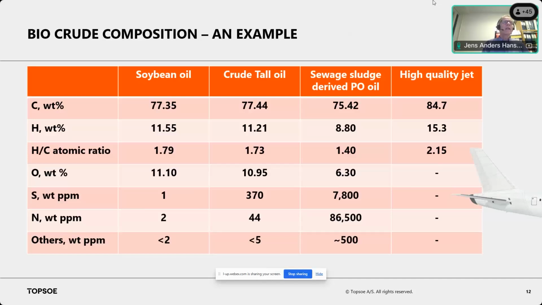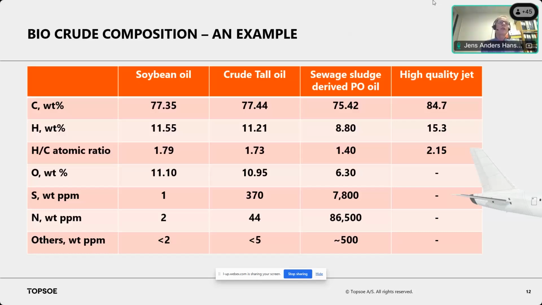So let us take an example here. If you look at different biofuel compositions, you have the soybean oil, which is very, very pure. It has hardly any contaminants, very low sulfur, very low nitrogen contents, and it has a high hydrogen to carbon atomic ratio. And if you have a hydrogen to carbon atomic ratio higher than 2, you have paraffins, basically. And when you remove the oxygen, you will end up having triglycerides having a paraffinic structure. And if you take the oxygen away and you dewax that, then you have a jet that is acceptable for use in commercial jet planes.